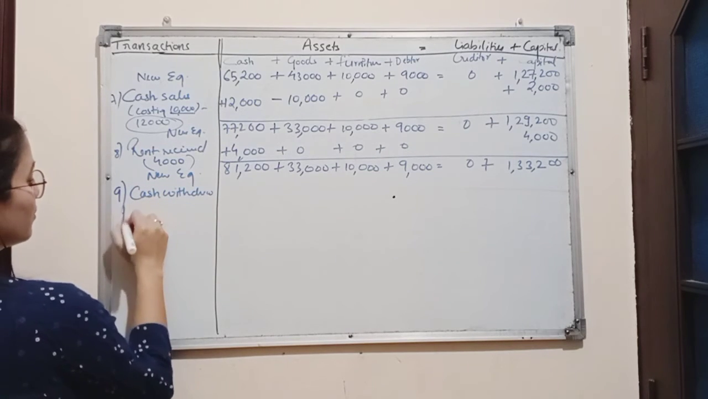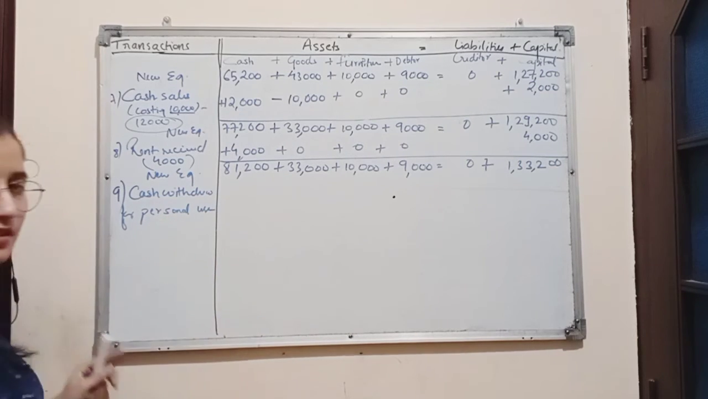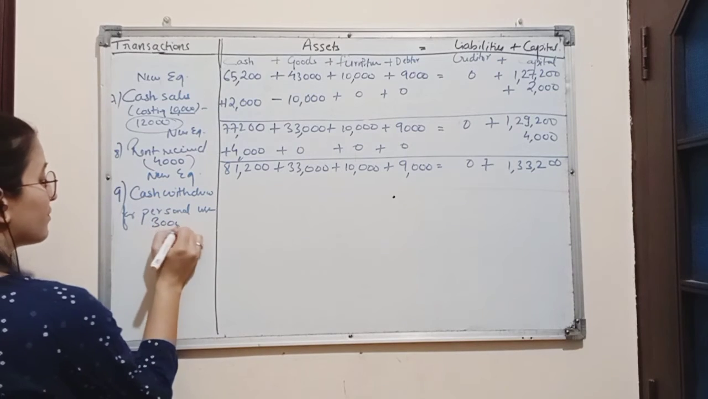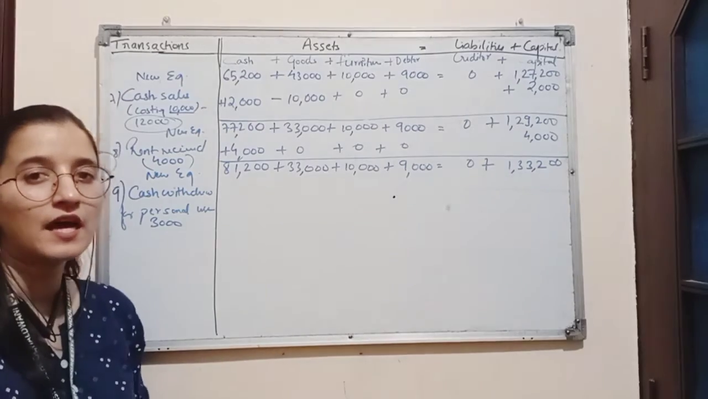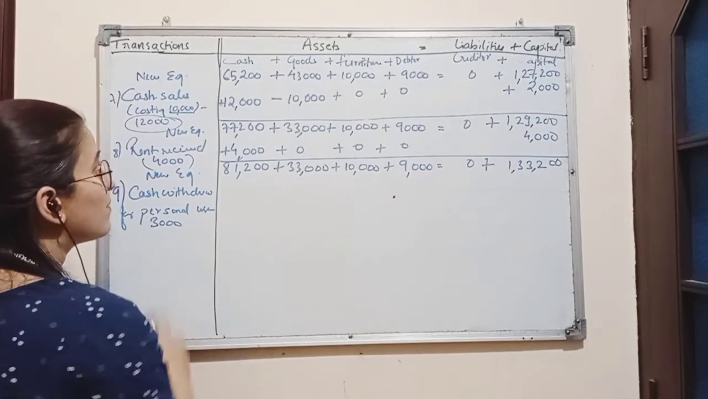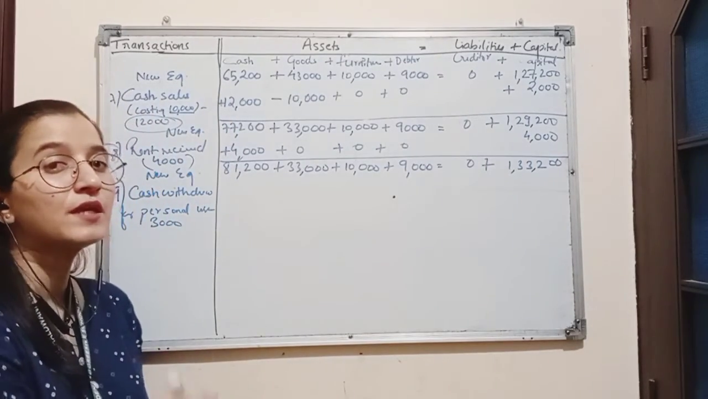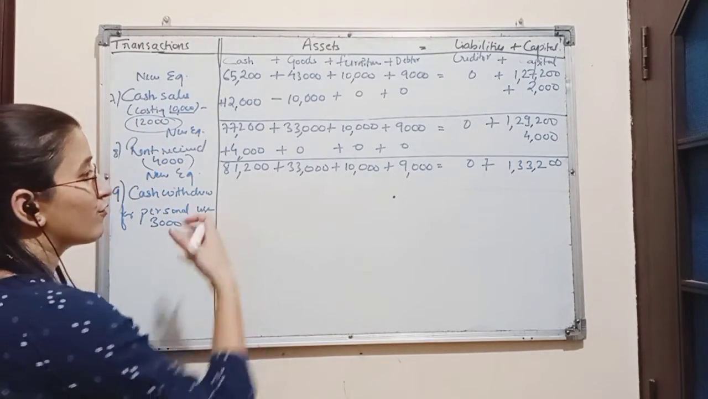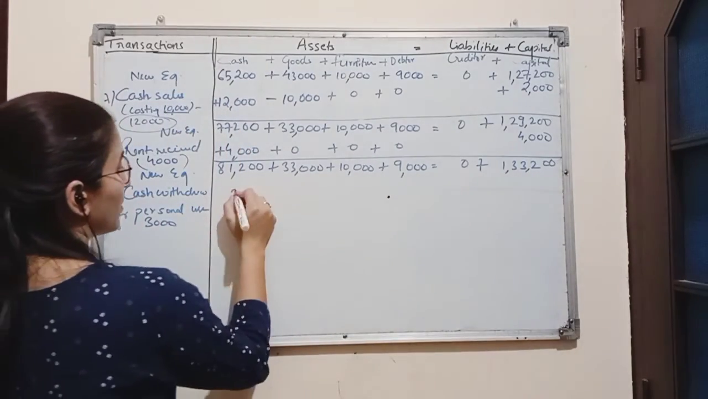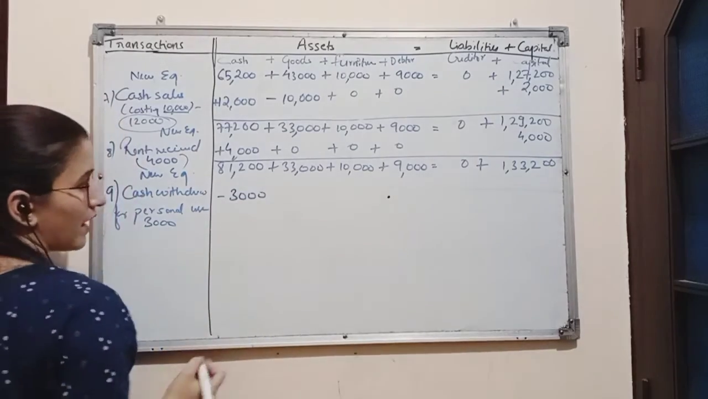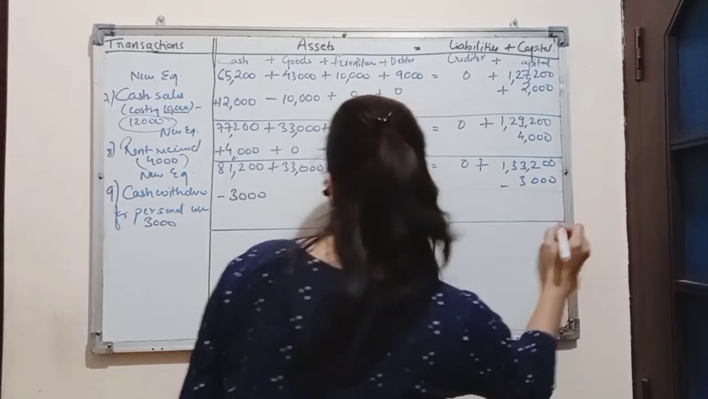cash withdrawn for personal use, amount rupees 3,000. So cash withdrawn for personal use is considered as drawings. So drawings will be deducted from cash as well as capital because it is being withdrawn from the business in the form of cash, and the same amount will be deducted from the capital column. So we will deduct 3,000 from the cash column and 3,000 from the capital column.